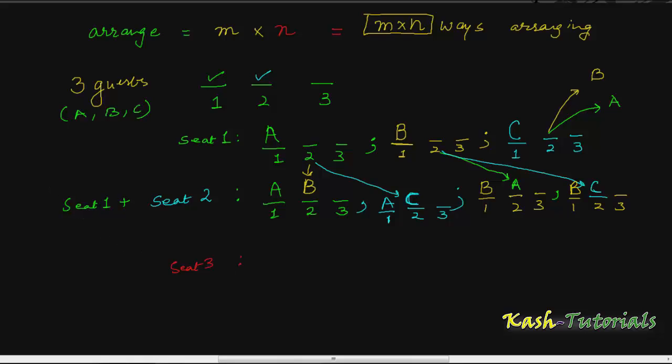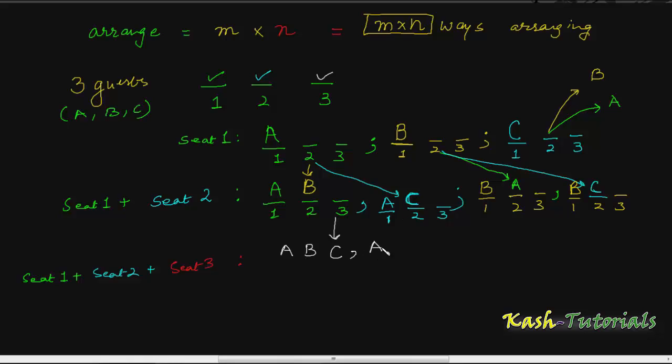So when I've already seated the first guest, I have seated the second guest, I'm seating the third guest. I would be talking about the third seat. In the third seat, A and B have already taken the seat, so only one is left over here. So this comes as the first option over here.